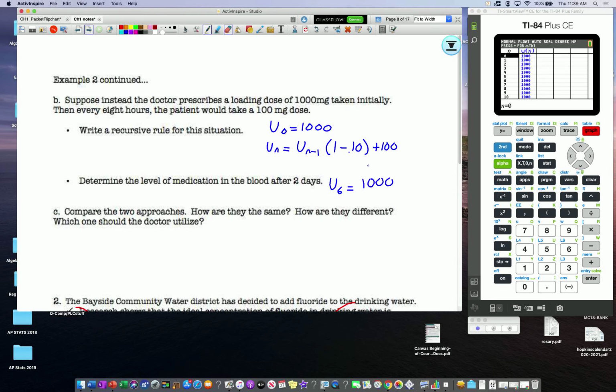Because if you think about it, 10% of 1,000 is 100. So 100 milligrams is removed, and we're adding 100 milligrams back in. So what's really cool is here it gets to it right away, and it maintains it right away. So here it says compare the two approaches. How are they the same? How are they different? Well, if I look at this, the main difference was the starting value.